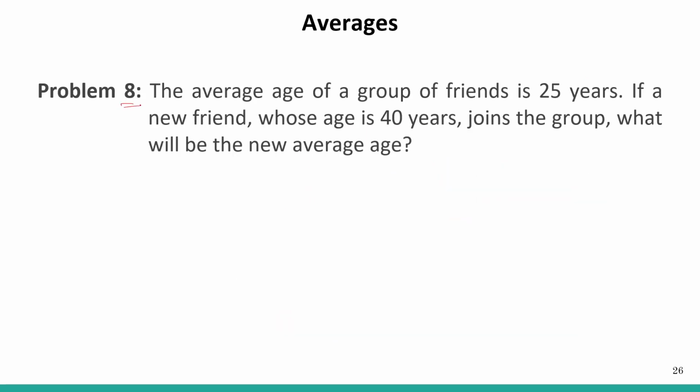So let's see problem number 8. The average age of a group of friends is 25 years. Given that the average age of the group is 25 years, if a new friend whose age is 40 years joins the group, what will be the new average age?